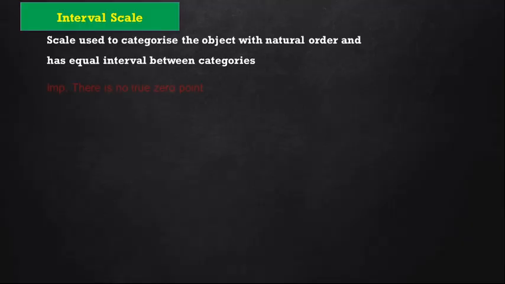Interval scale: the scale used to categorize the object with natural order and has equal interval between the categories. Like the previous scale, it has the labeling and the order. In addition to that, we have the equal interval between the categories. Here you should remember there is no true 0 point. We will see one example.